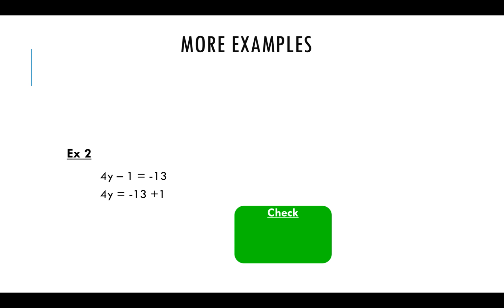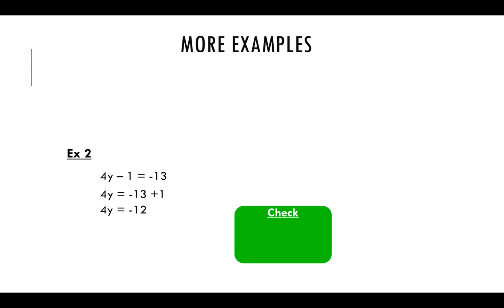Now we have 4 times y equals negative 13 plus 1. What is negative 13 plus 1? We're adding 1 to a negative number to try to make it become more positive or closer to 0 in this case. So negative 13 plus 1 is negative 12. Now our problem is a one-step equation. 4 times y equals negative 12.